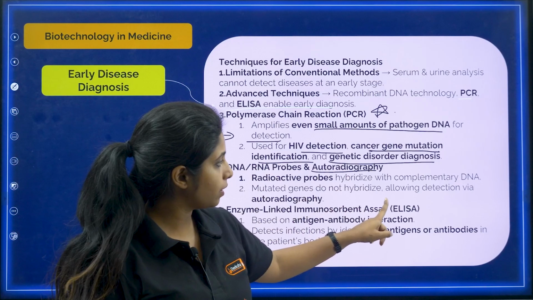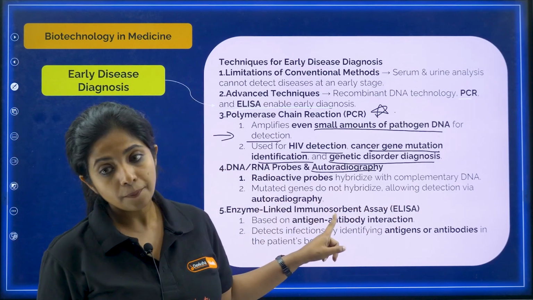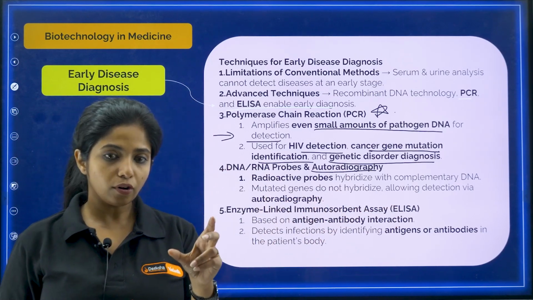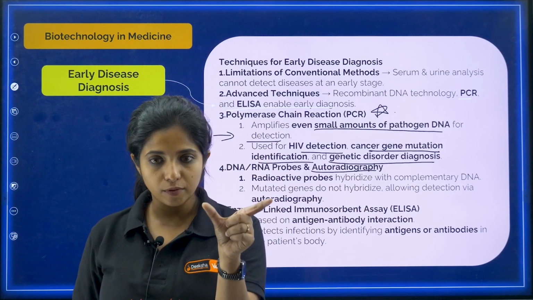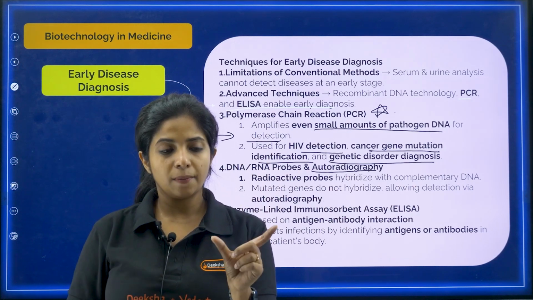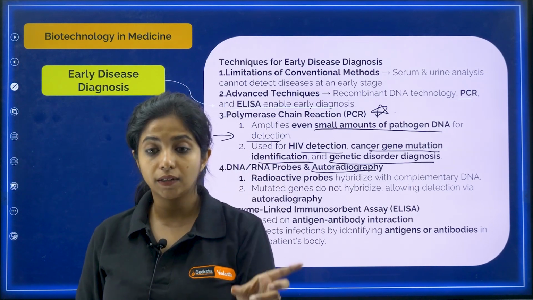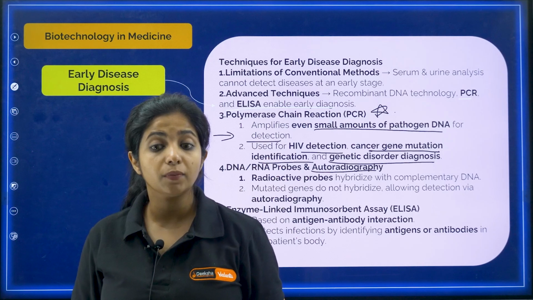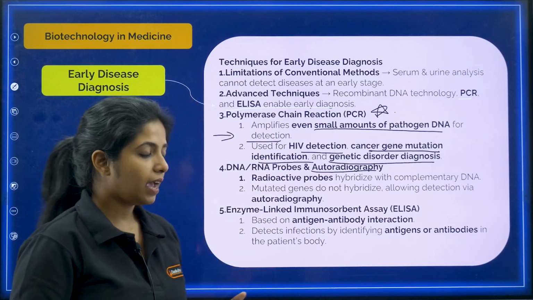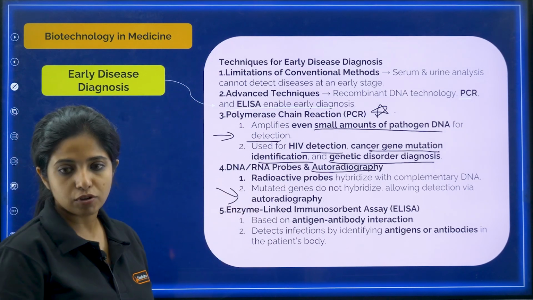Mutated genes do not hybridize, allowing detection via autoradiography. For example, if I think that this is a normal genetic code, and it does not go and attach, that also means there is some mutation up there, which is why it is not attaching. So that also shows up, and this can be viewed under an autoradiography machine.